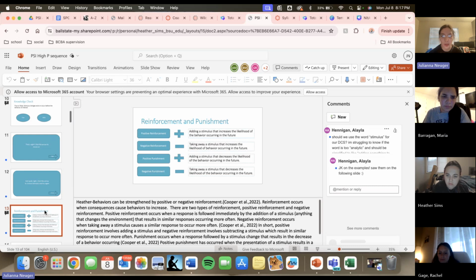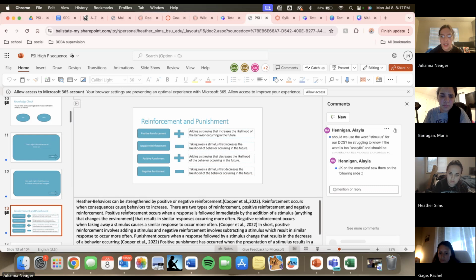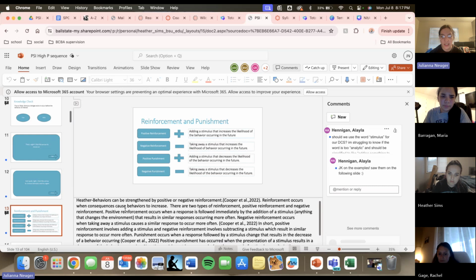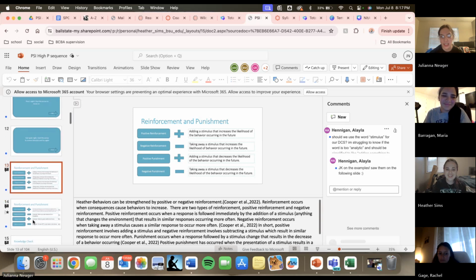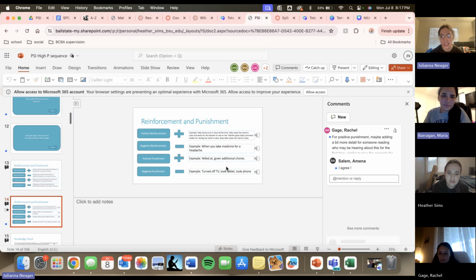This is just a quick overview of the different types of reinforcement and punishment. I liked this explanation that you had, Heather, for your script. I thought that it was easy to understand, and the slide is very aesthetically pleasing. I liked the pluses and the minuses. And then the next slide is just some examples, which I thought were good, including some related to the work that we're doing, and also just everyday examples. I thought that that's good.